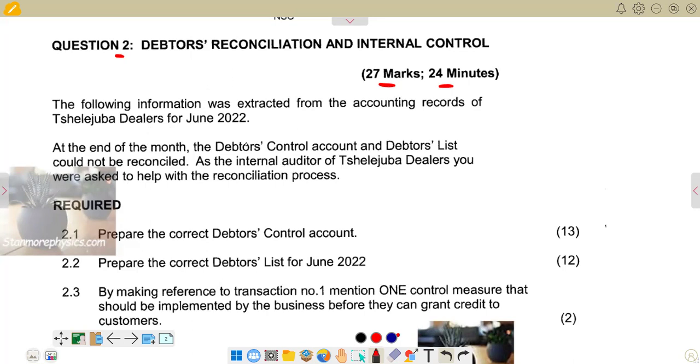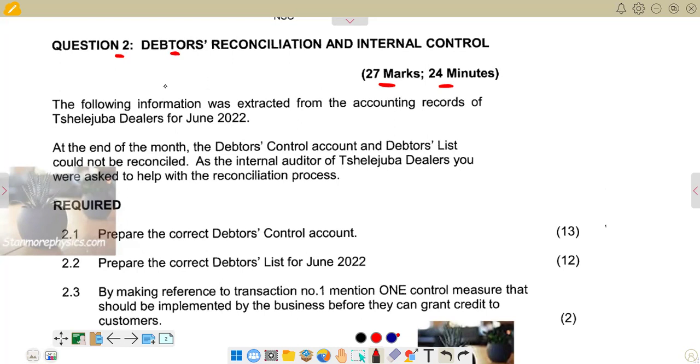Maybe you can start by understanding what we mean by a debtor. A debtor basically means someone that owes us money as a business after selling goods to that person on credit. Remember, when we make sales, we can make sales on a cash basis or credit basis. So when we sell our goods on credit, the person or business that we have sold goods to on credit becomes our debtor.